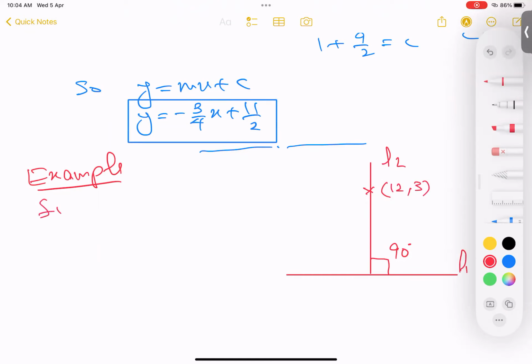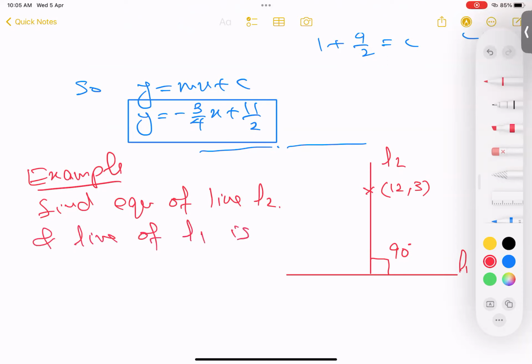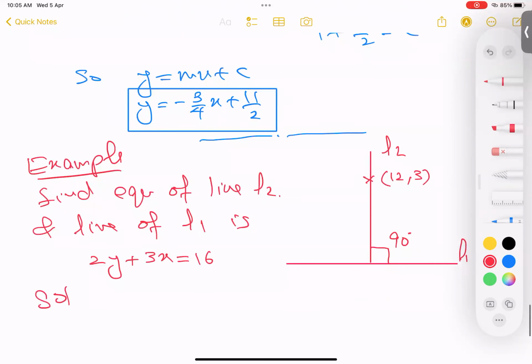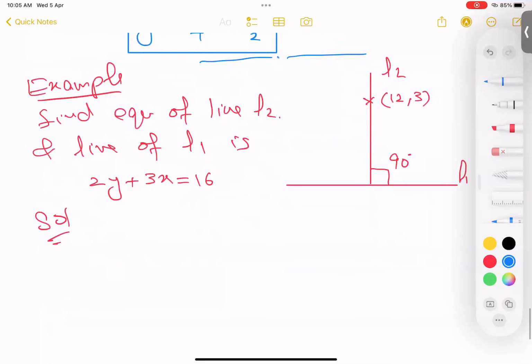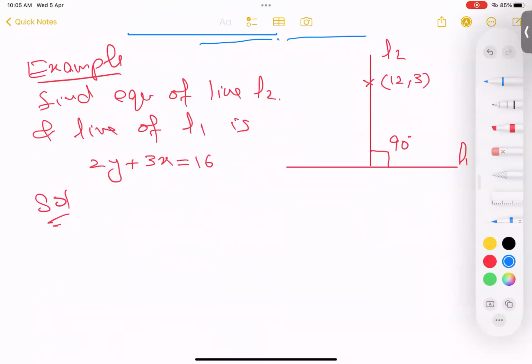So find the equation of line L2. And what is given? Line L1, sorry, is given here. I'm writing 2y plus 3x equals 16. So let's start. Solution starts from here. I hope the concept is very clear. I repeat, I put a question mark.